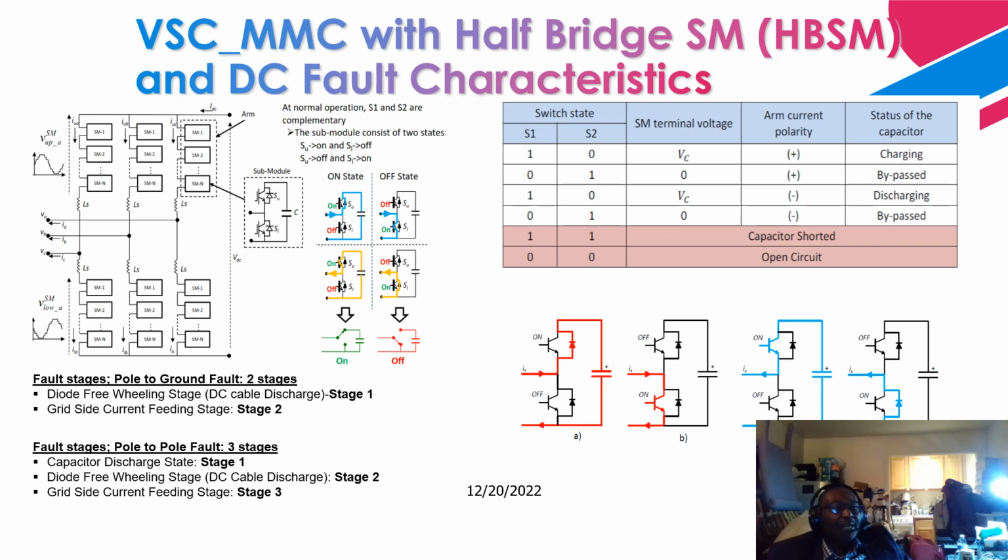When the submodule capacitor completes a full discharge, the next stage is stage 2. That is when the DC cable also starts discharging through the freewheeling diode to the faulted point. When the DC cable completes its discharge, next is the grid side, the AC side, which has a lot of short circuit current that starts flowing through the freewheeling diode to the faulted point.